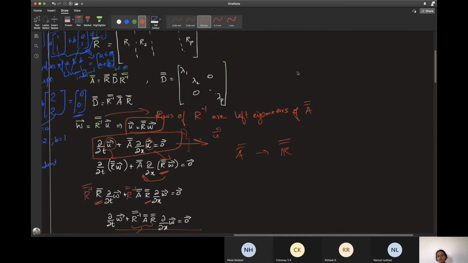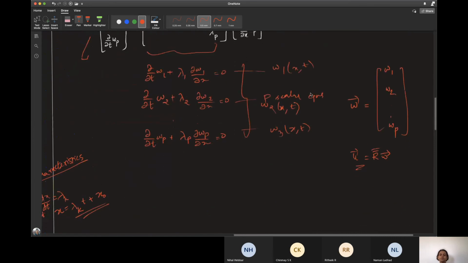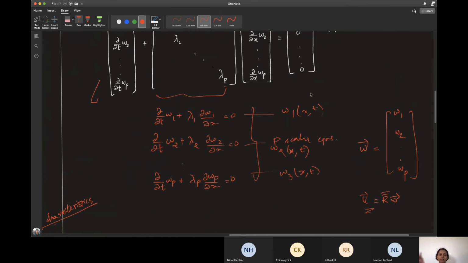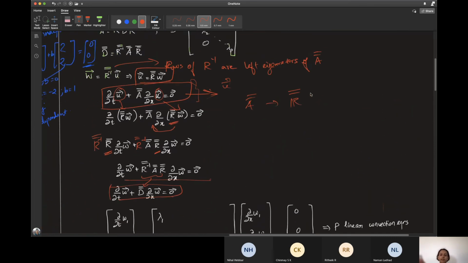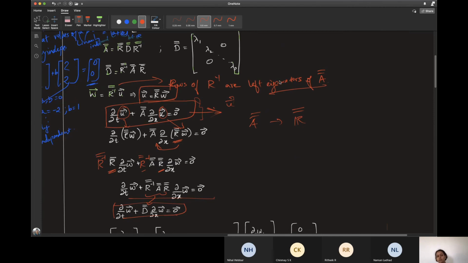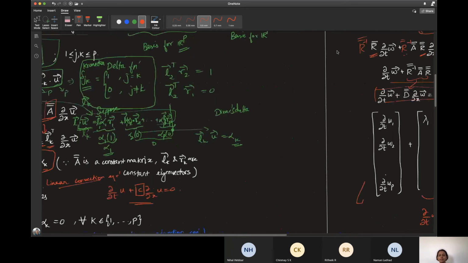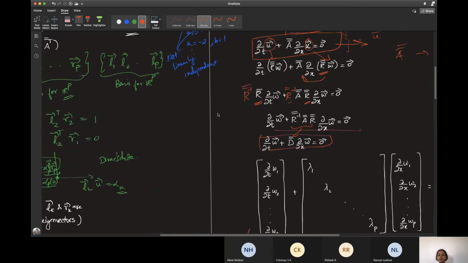This is another less formal, easy way. Here we don't consider the left eigenvectors at all. But when you take R inverse, you actually get left eigenvectors of A. So both are equivalent.